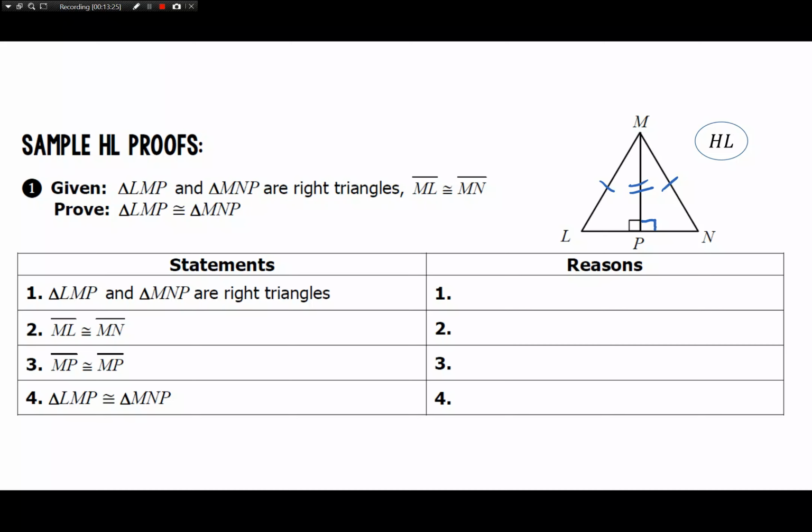We know that the triangles are right triangles because they were given to us. We then know that segment ML is congruent to segment MN because it was given to us. We then know that segment MP is congruent to segment MP because of the reflexive property, because they're the same line. And we lastly then have now the leg and the hypotenuse, and we know that it's right triangle, so we can say that these triangles are congruent by hypotenuse leg.